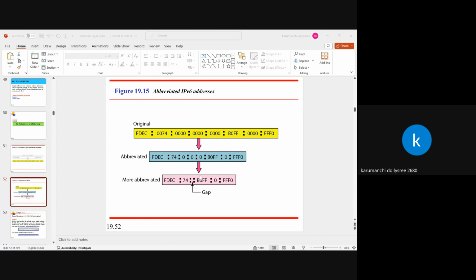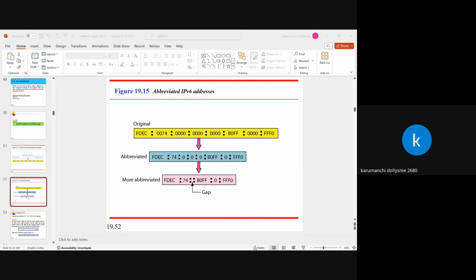So here, for the leading zeros of a section, we have 4 digits, right? We have 4 zeros in the third portion, fourth portion, fifth portion, and seventh portion. So we are going to omit them and drop them to a simple single zero. In the next step, you can see we have given it as zeros.